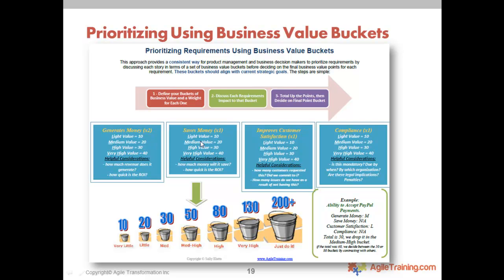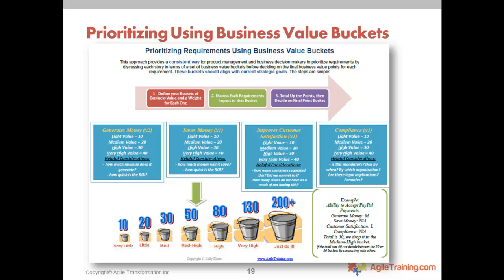Well, in addition to deciding on your buckets, you need to decide what's the weighting of each bucket. And I just like to make this simple. Which one is a multiplier of 2 or which one is a multiplier of 3? And so in this company, basically, this example, saving money, improving customer satisfaction, compliance are all times 1, but generating money for us this year is a times 2. And this, by the way, could change from year to year. It doesn't have to stay stagnant.